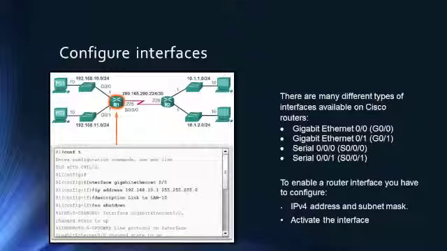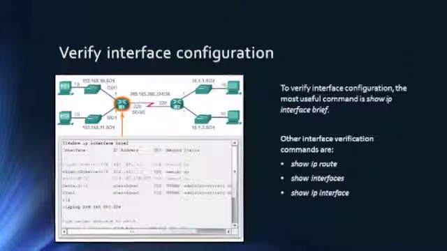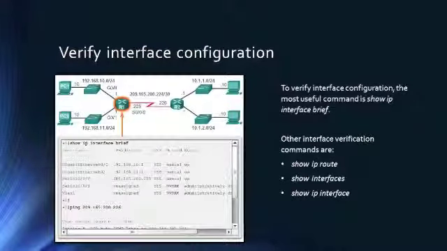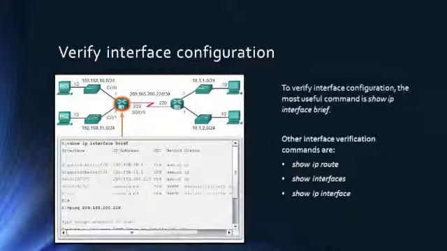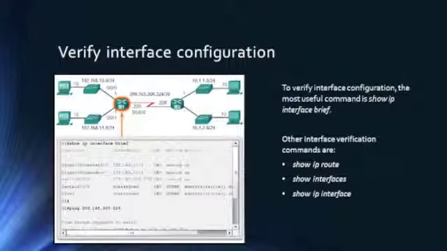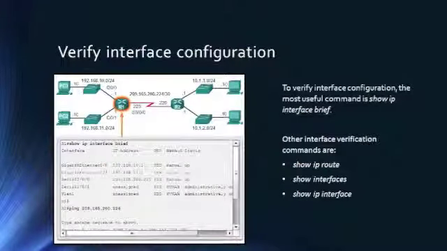By default, LAN and WAN interfaces are not activated. The interface must be activated using the no shutdown command. The interface must also be connected to another device, a hub, a switch, or another router, for the physical layer to be active. To verify interface configuration, the most useful command is show ip interface brief. The output generated displays all interfaces, their IP address, and their current status.